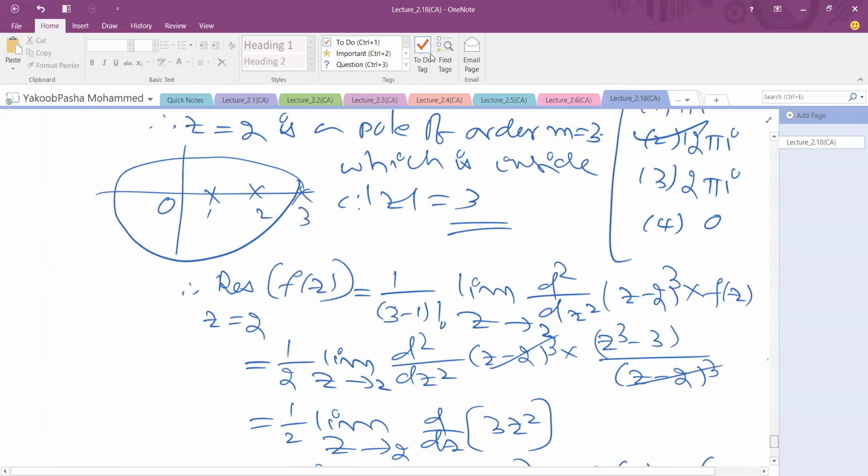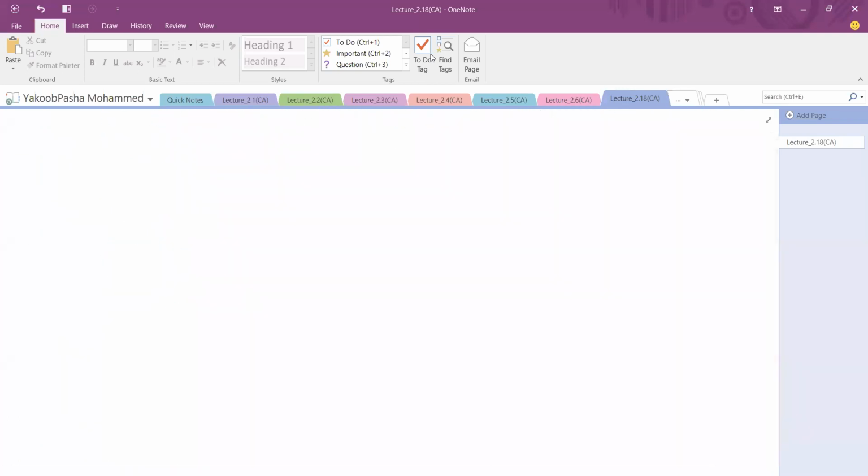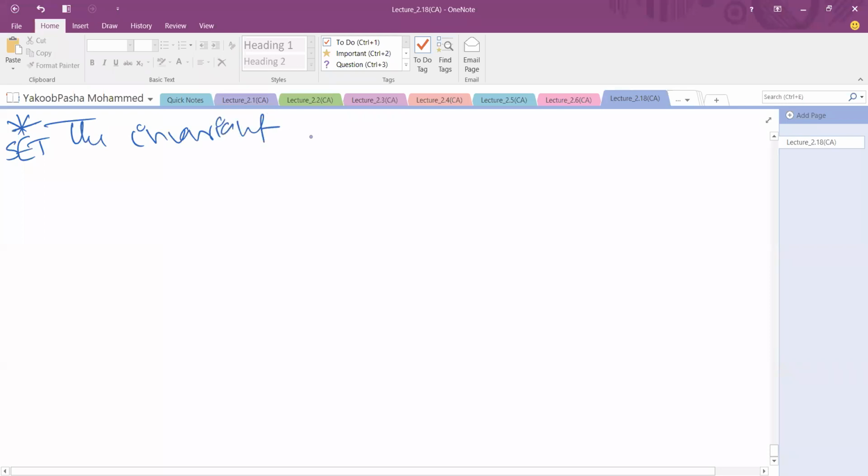Now I'm taking another problem. The invariant points. This is a simple problem. Okay, we already did some problems of this type. It is a set question, understand? Set question. The invariant points of the transformation.